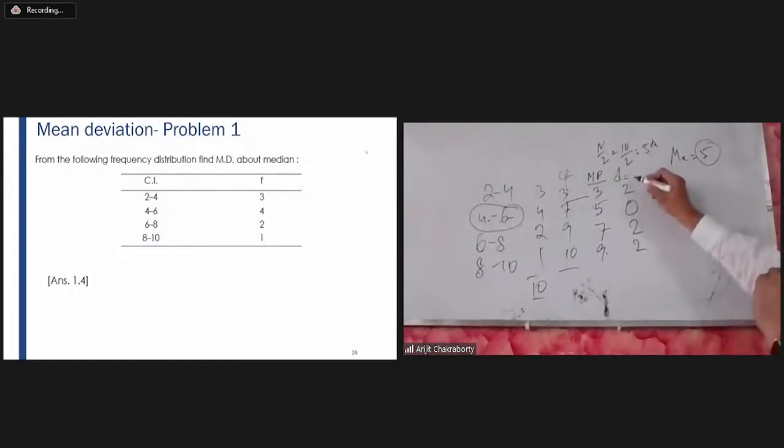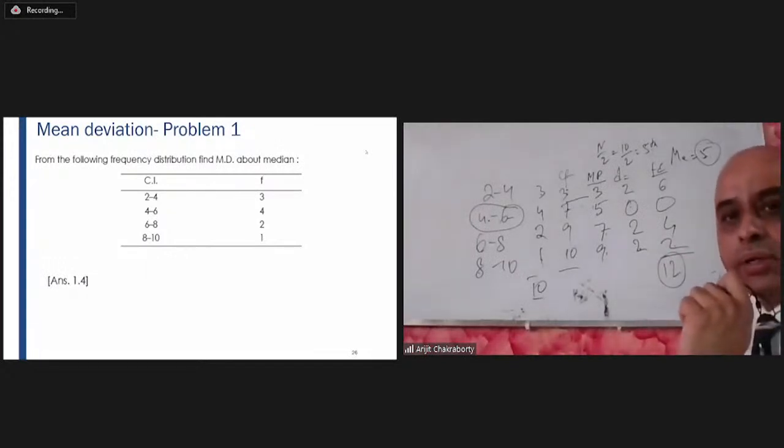Now we multiply the deviation with the frequency because frequency is given. 3 into 2, so it is 6. So FD, 6. 4 into 0, 0. 2 into 2, 4. 1 into 2, 2. So I'm getting 6 and 4 is 10 and 2 is 12.